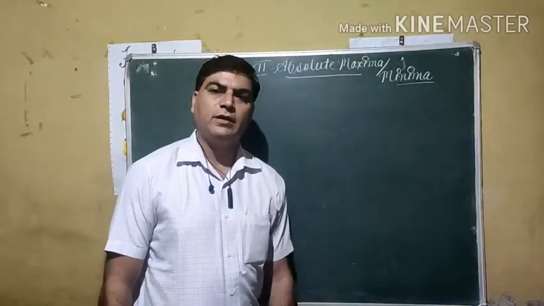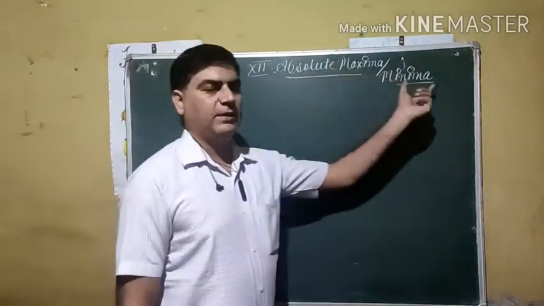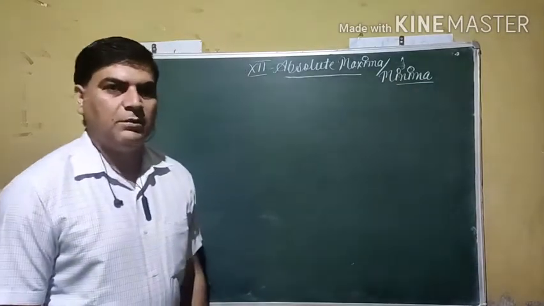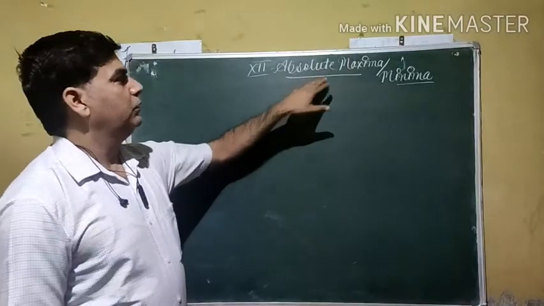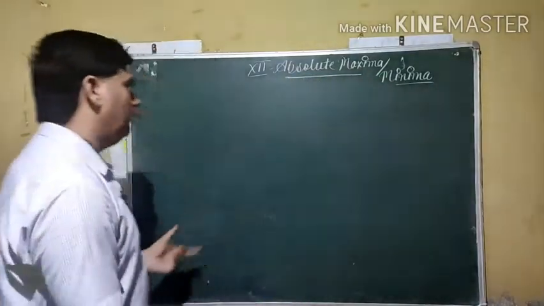Today we are here with class 12. The topic is absolute maxima and minima. In the previous lecture we did local maxima and local minima. In the same way we are going to do maxima and minima here, but this one is absolute. Here, how can we do it?